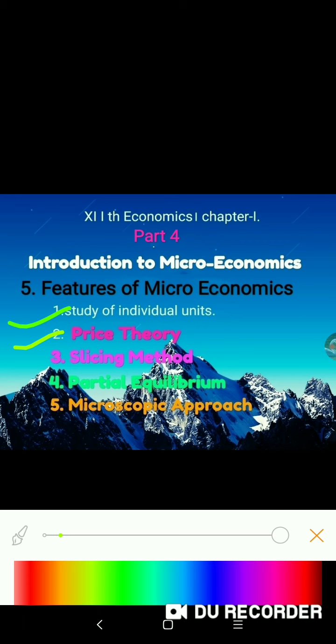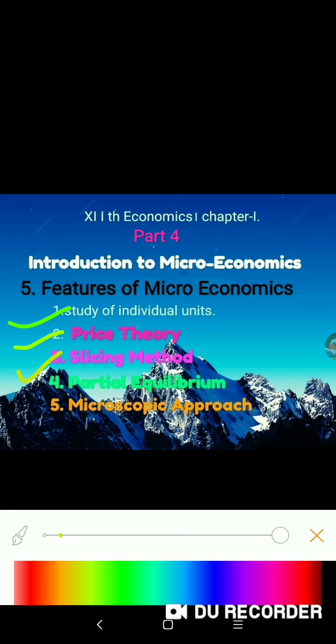Third point, slicing method. Microeconomics splits the economy into small individual units and then studies each unit separately in detail. Thus, it is said that microeconomics uses the slicing method.